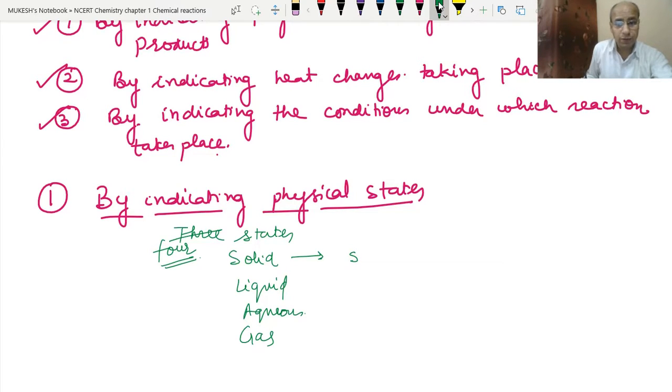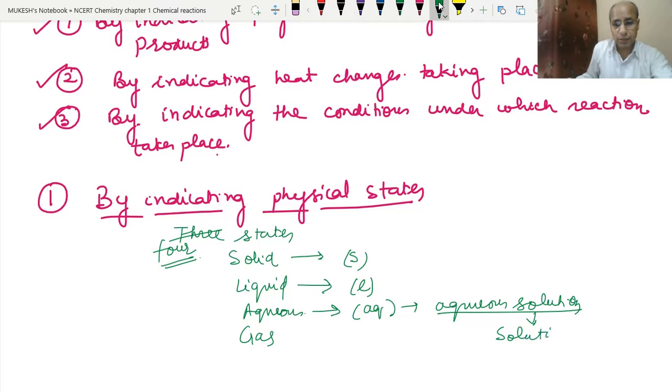If the solid state is being used, then we will put S in brackets after the formula. If the liquid form is used, then we will write L in brackets. If the aqueous solution is used, then we will write AQ. AQ means aqueous solution, that is, a solution in water. So whenever we make a solution of any substance in water and use that in a chemical reaction, we write AQ in brackets. When gaseous form is used or gas is made, then we write G in brackets.